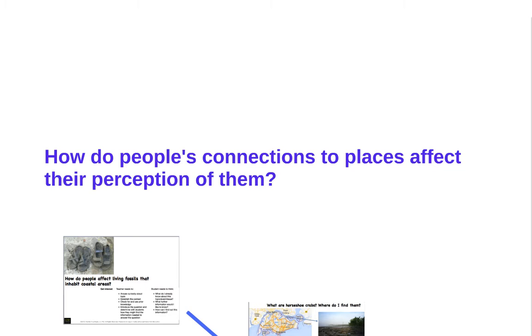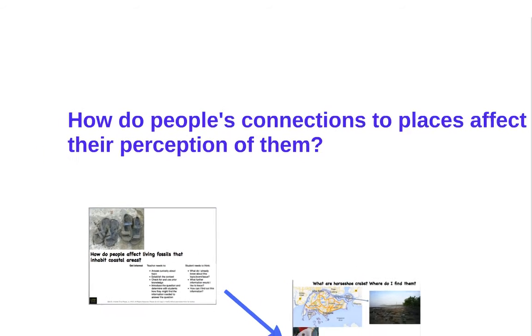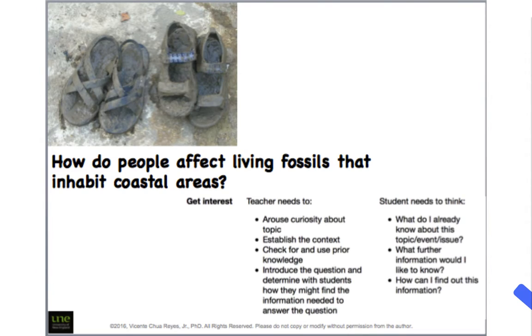So I will prepare contributing questions. And this is the first one. How do people affect living fossils that inhabit coastal areas? So the Mandai mudflats, that mangrove in Singapore, is actually, of course, a coastal area. So one thing that I can do, and I'm adopting here some elements of the cognitive inquiry sequence, which you will learn as you continue through this particular unit, right?